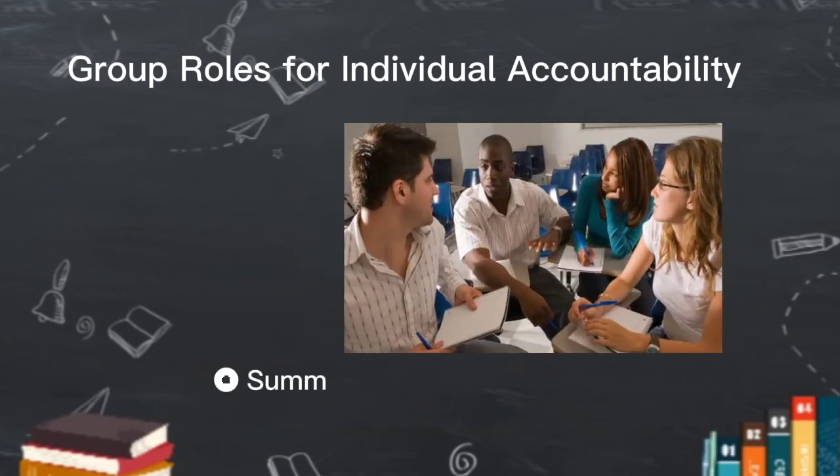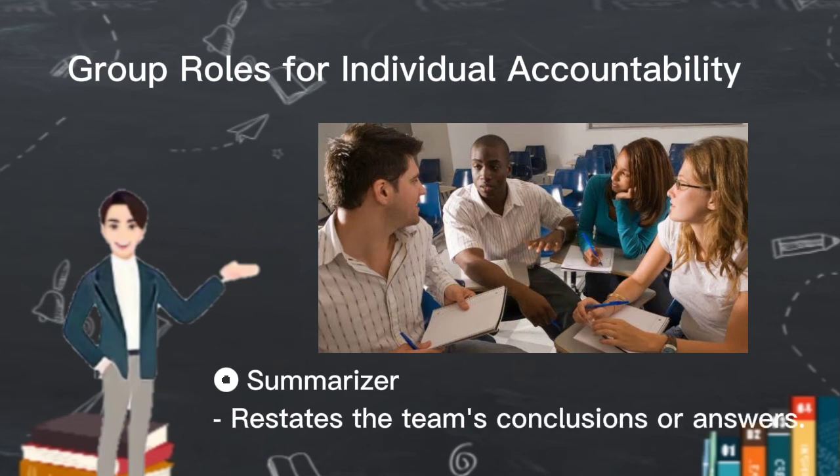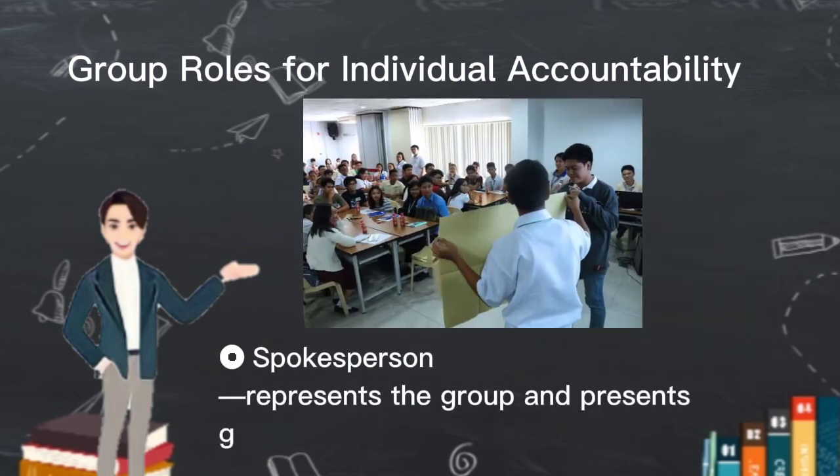The next one is the summarizer. These students provide a summary of the discussion for the other students to approve or amend, and also restate the tasks and restate the group's conclusions and responses. Spokesperson. The spokesperson represents the group and presents group work to the rest of the class. He or she speaks for the group, not just for one personal view. Re-emphasizes the main point and is assigned to voice out the presentation to the class. In short, the spokesperson is the speaker of the group.